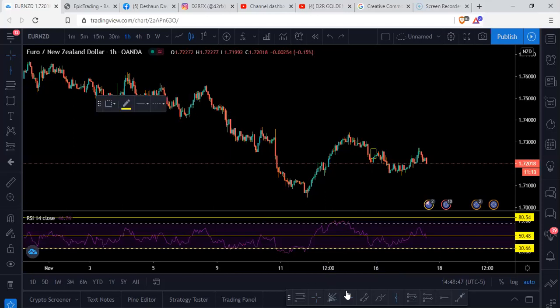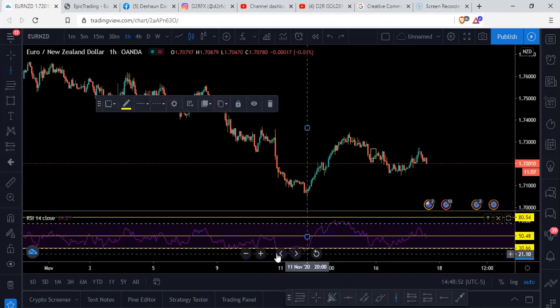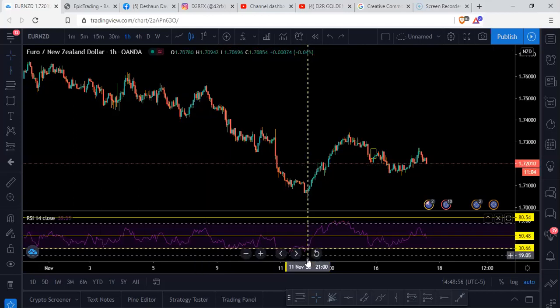Right here, perfect example. When you see price below this 30 range, look to buy. That means price is oversold. That means sellers are running out of steam, they're running out of energy. Look at it like a person doing a marathon race, a person running. They were running, and now they've run out of steam.